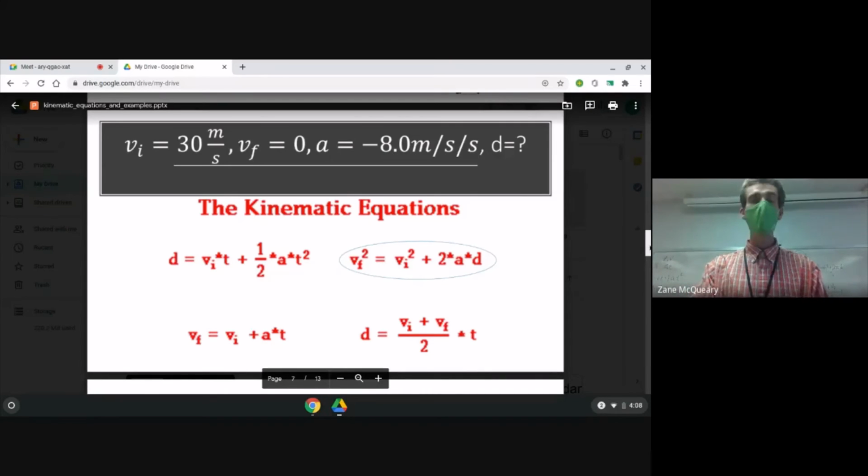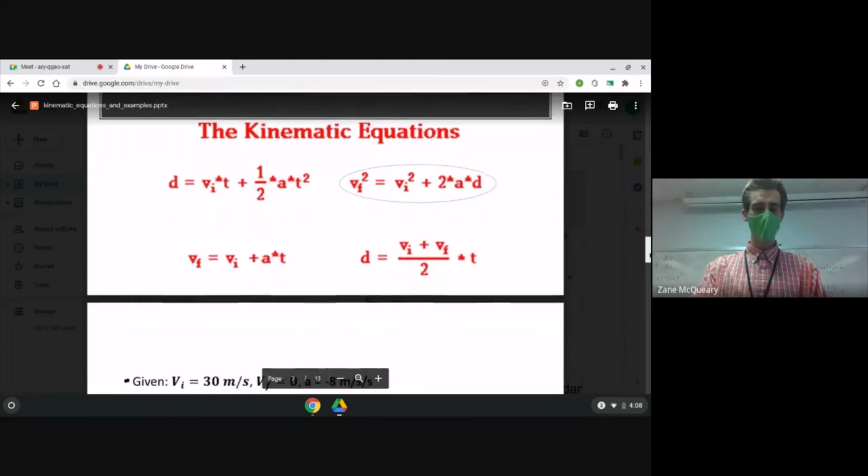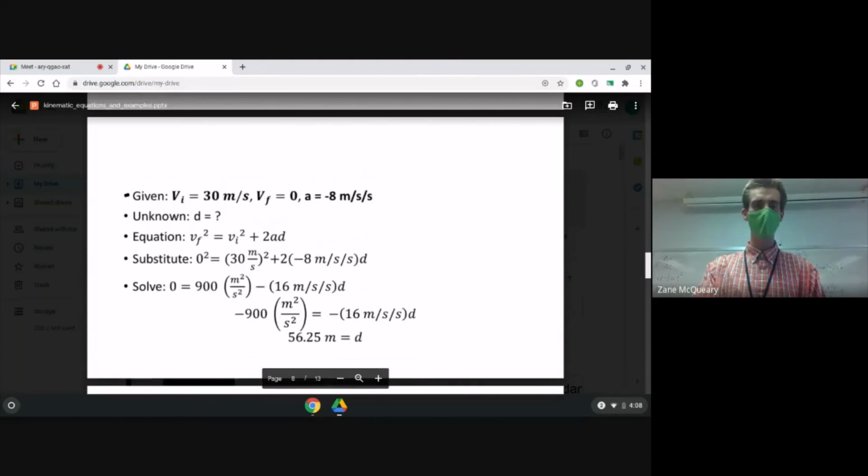All right. From there it becomes basically an algebra problem. We've worked really hard to identify our givens, that way we can just plug them straight into our equation, or substitute them in. Once you do that, it becomes an algebra problem to solve for that missing variable, aka your unknown. And then we double check to make sure that our answer is relevant. So if you're going from 30 meters per second to 0, and you're only slowing down at -8 meters per second squared, it might take you 56 meters, all right?